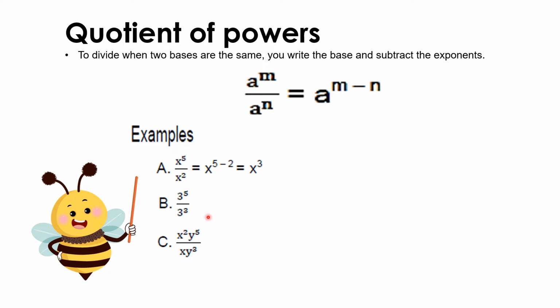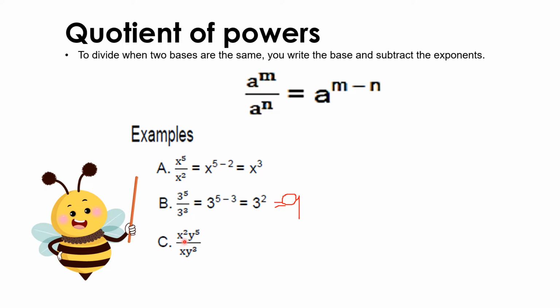Next, we have 3 raised to 5 over 3 cubed. Copy the base again, then subtract the exponent in the numerator to the exponent in the denominator. So we have 5 minus 3. Therefore, our final answer, or not yet, that is 3 squared. So this is not yet the final answer. What is 3 squared? That is 3 times 3, and 3 times 3 is equal to 9. So 9 is our final answer.